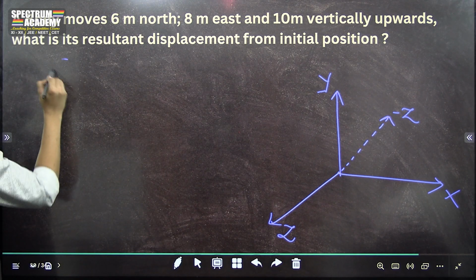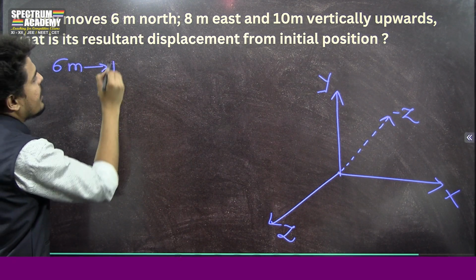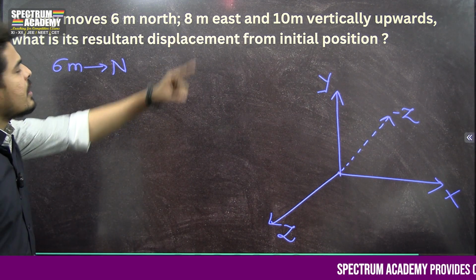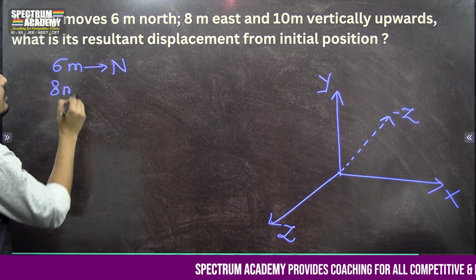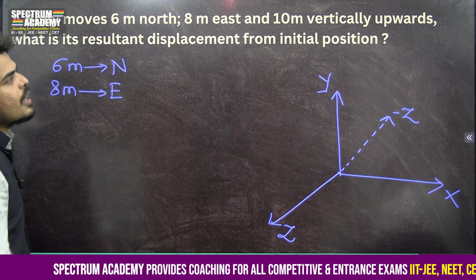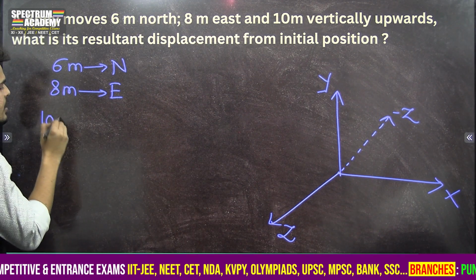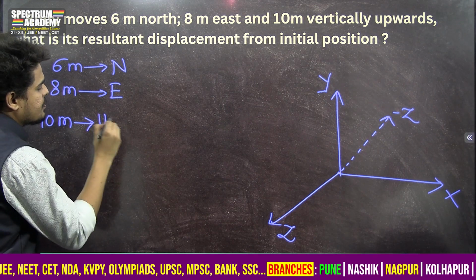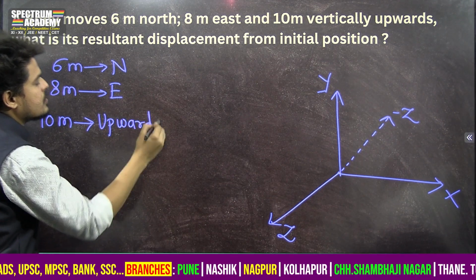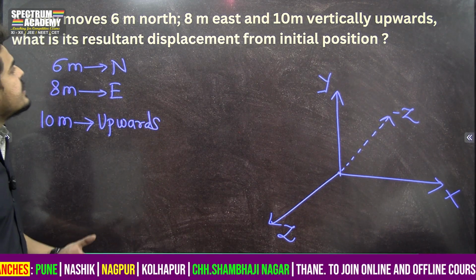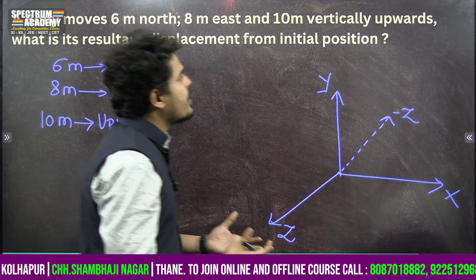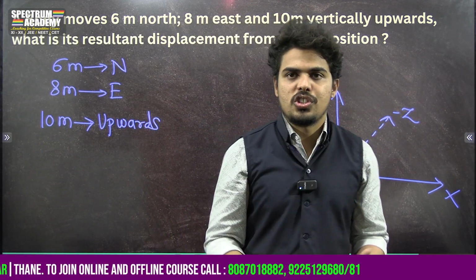अब वो जो बॉडी है वो 6 मीटर जा रही है इन नॉर्थ साइड. देन 8 मीटर ईस्ट साइड 8 मीटर जा रही है towards east, and 10 meter vertically upwards. So 10 meter vertically upwards. What is its resultant displacement from the initial position?